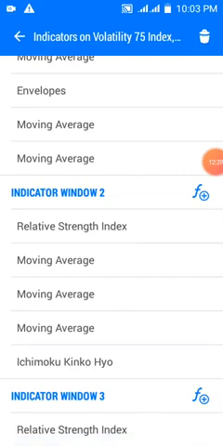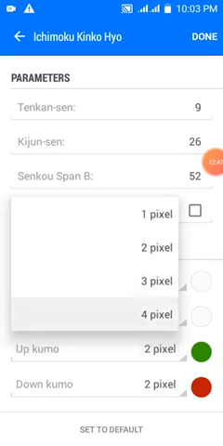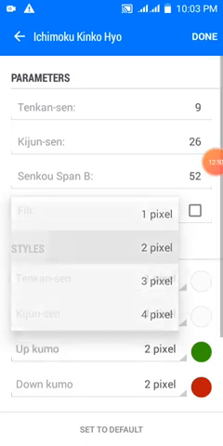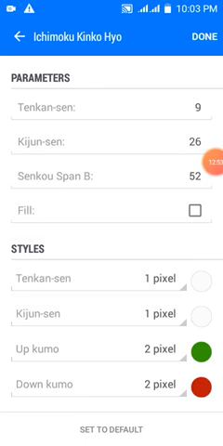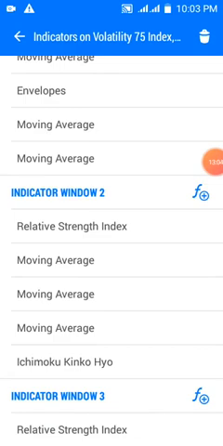Still on indicator window 2, we have Ichimoku. The Tenkan-sen is 9, Kijun-sen is 26, Senkou Span B is 52, and the up Kumo is green, down Kumo is red. The Tenkan and the Kijun colors are expected to match the background color of the MT5 chart. So those are basically the indicators you have for indicator window 2: the RSI, moving averages, then Ichimoku.